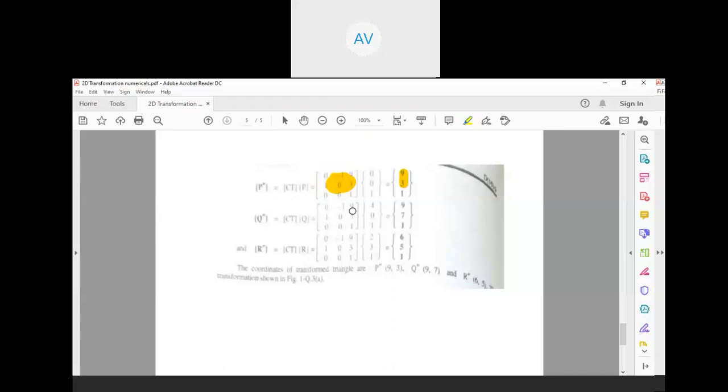Then again Q values we are finding. The second coordinate, that is 4 comma 0, we multiply with CT and get 9 comma 7. Then again R values we are finding, the new coordinates of R, that is 2 3 over here, and the original one. After multiplication we get 6 5. So the new coordinates of the transformed triangle are 9 comma 3, 9 comma 7, 6 comma 5.